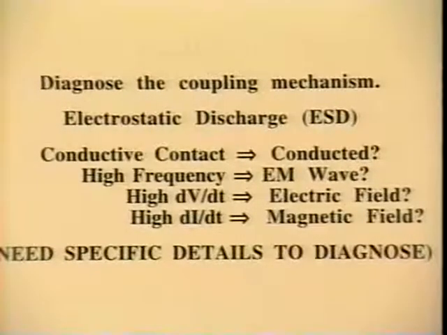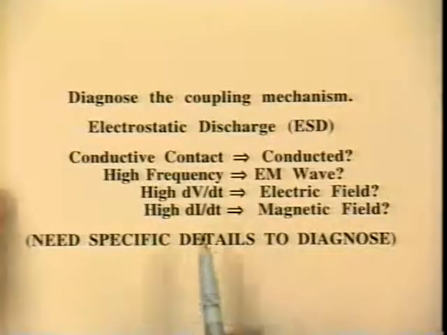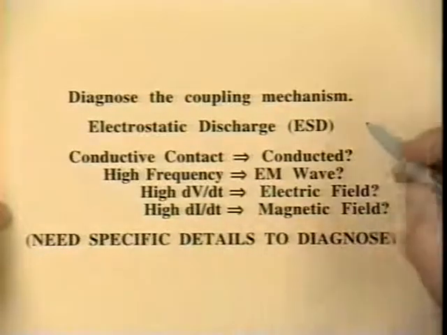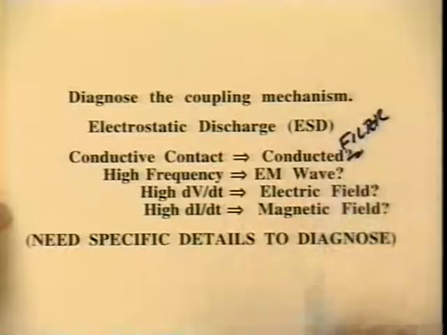Now here's a tough one, electrostatic discharge. Electrostatic discharge can be about any kind of problem. You can have a direct contact between the discharge and, say, the pin of a connector, and you can simply dump or force current directly, conductively, right into the circuit. If it's a conduction problem, we're going to fix it with a filter. The only way we fix conductive troubles is by filtering.